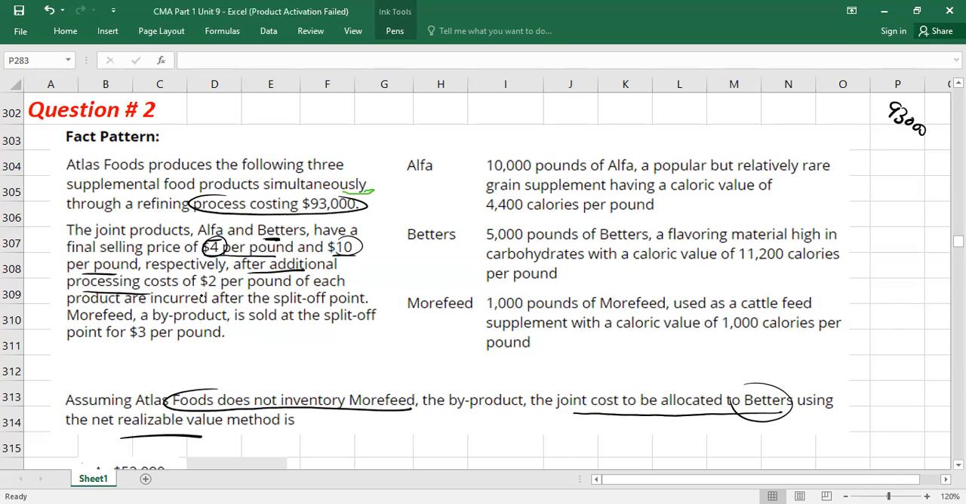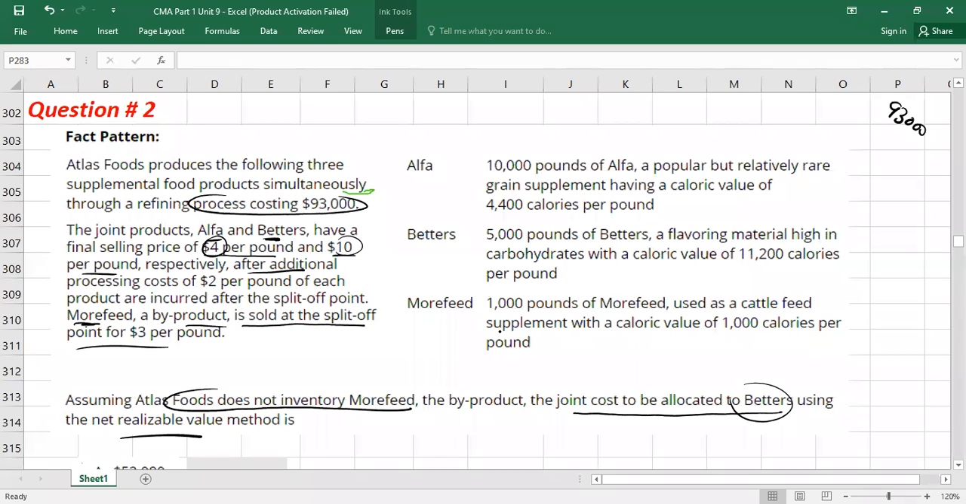After additional processing, there is an incidental cost. Incidental cost is how much? $2 per pound of each product. It means the same applies for beta and for alpha. Then they're telling you more feed is a byproduct. There is a third product along with alpha and beta, that is more feed, sold at the split-off point at how much? 3 per pound. This is actually the byproduct.